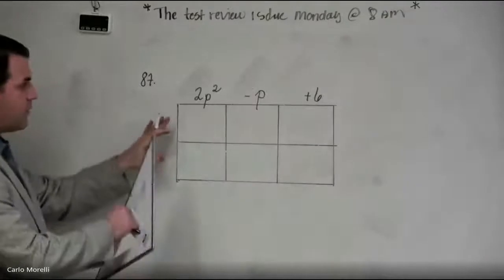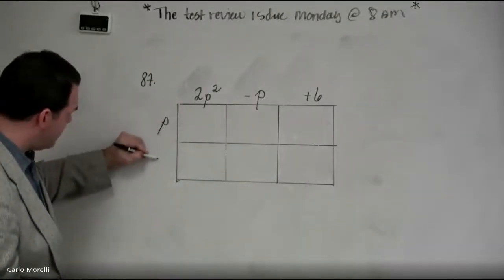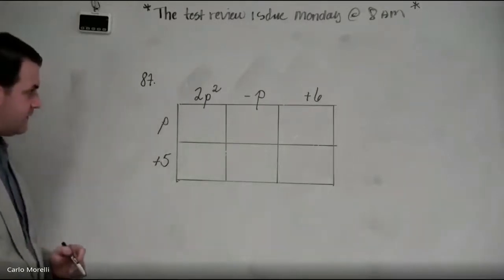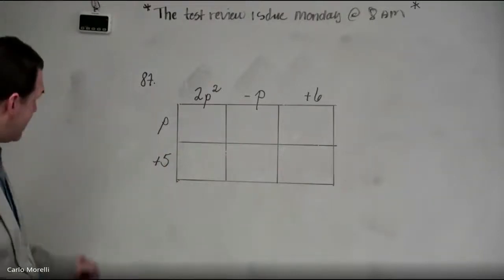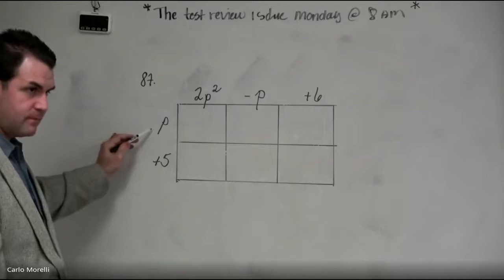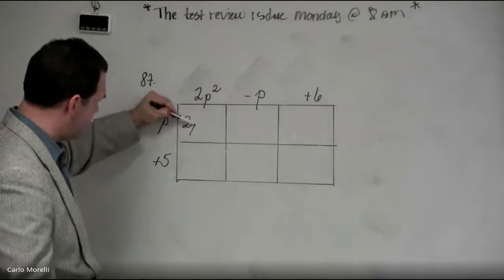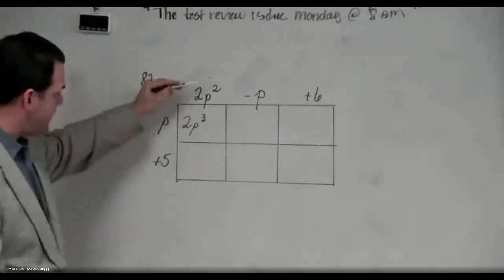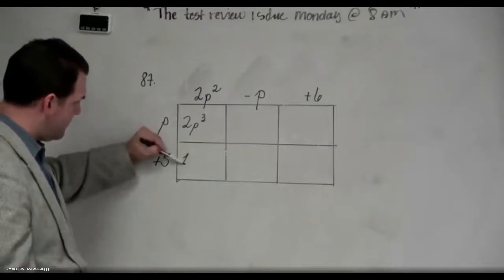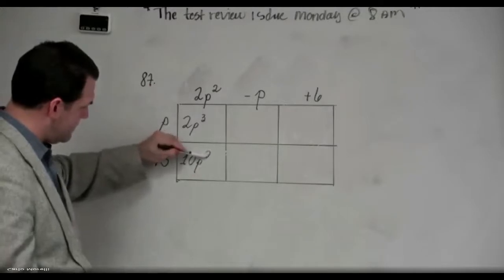So you see how I broke up the trinomial there? And then here I'm going to put p, and then I always like to put the sign with the number. So I know that that's a positive 5. And now we're just playing the same game. We're going to fill this out. 2p squared times p, 2p cubed. 2p squared times 5, 10p squared. Good. This class is getting it.